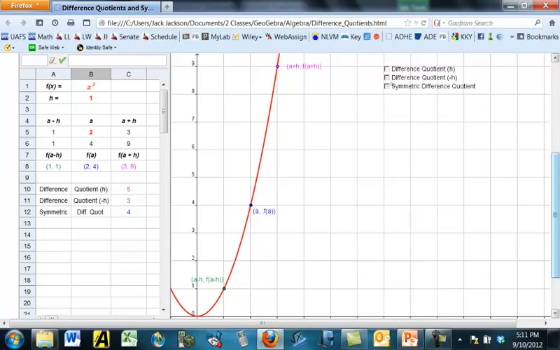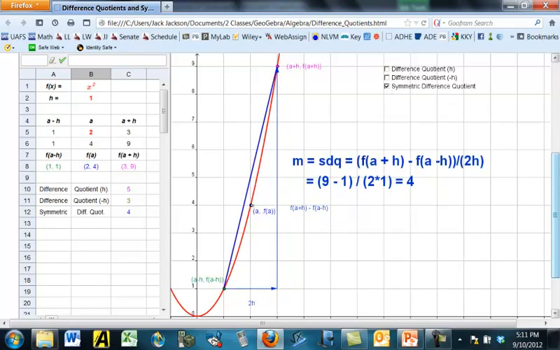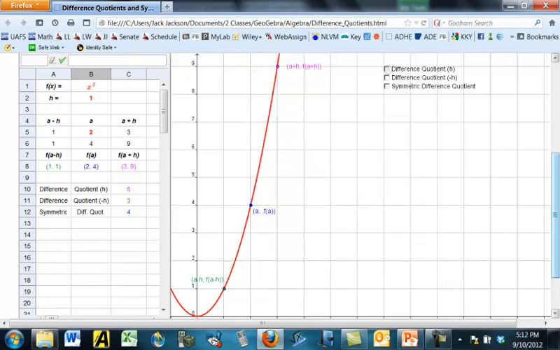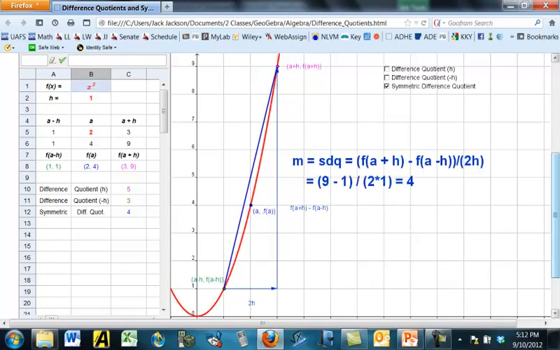That's a difference quotient. A symmetric difference quotient does not use the point here. Let's go back. A difference quotient, whether you're going to the right or to the left, uses the point you're interested in. Symmetric difference quotient doesn't use the point we're interested in.